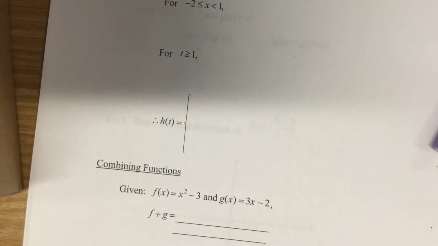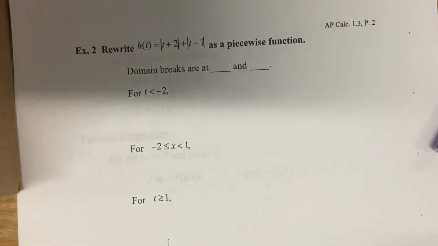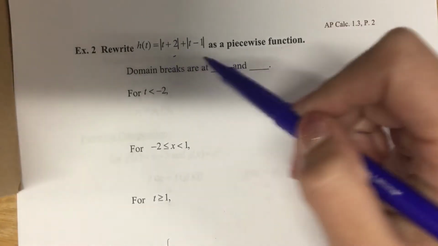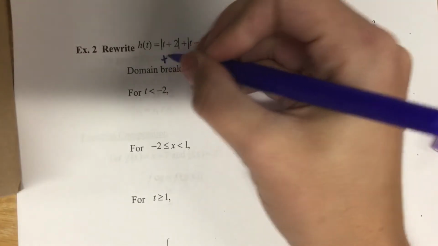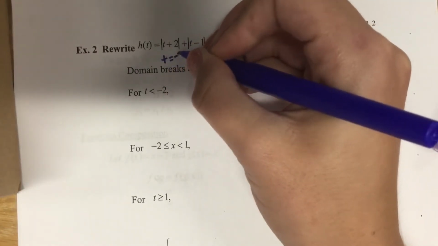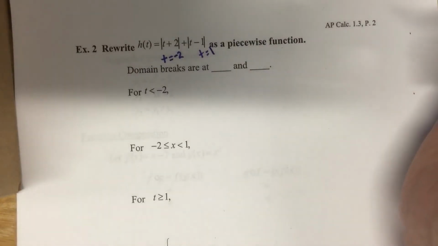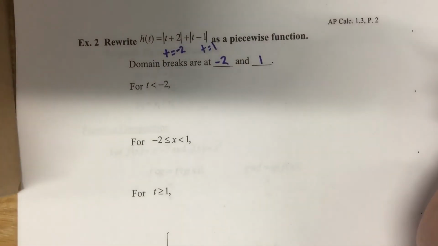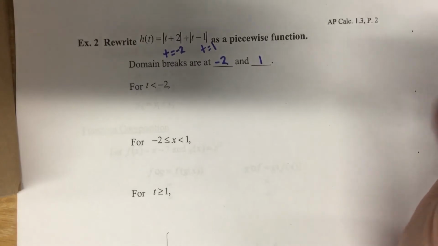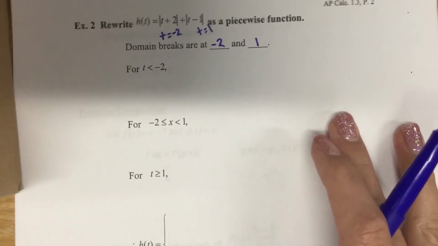The next piece of information that we're going to do actually wants us to look at domain breaks. So we have two absolute value functions going on here. This one equals 0 at -2, and this one equals 0 at 1. So we know that those are our domain breaks, just like we did in the last example. So our domain breaks are at -2 and at 1 because that's where we could plug them in and it would equal 0, and we would have that shift of our function to change from negative to positive.